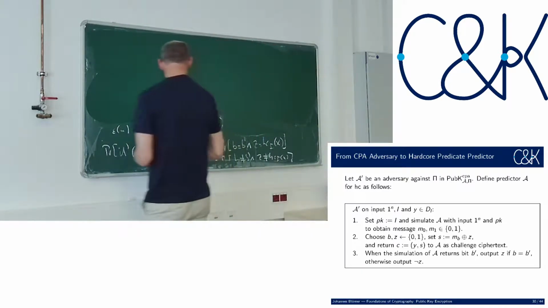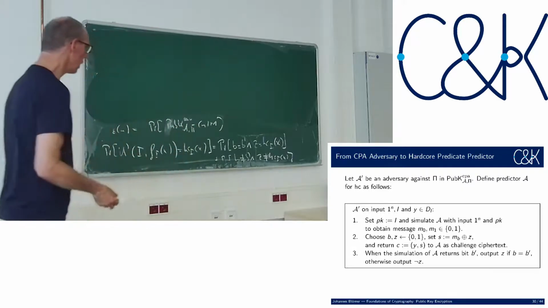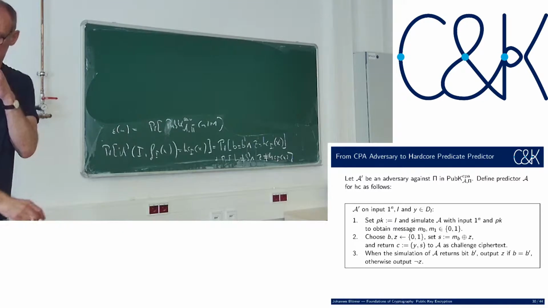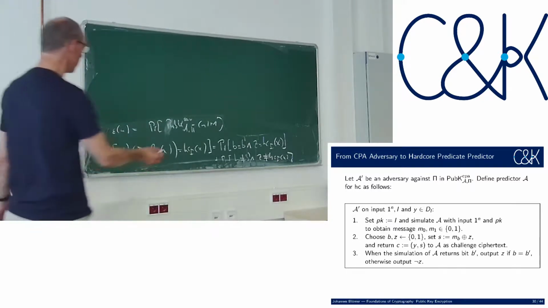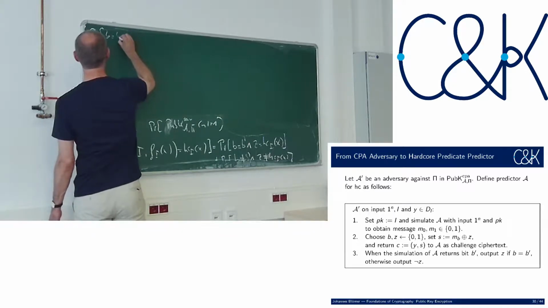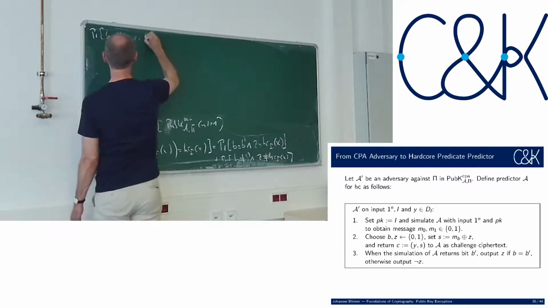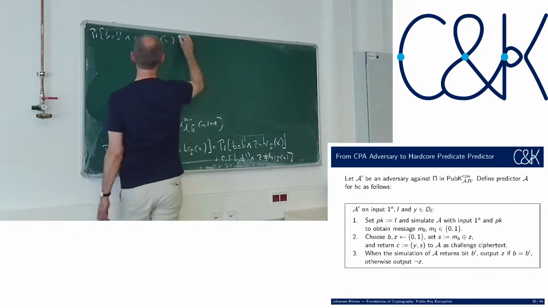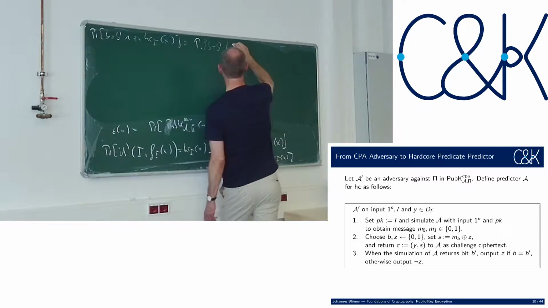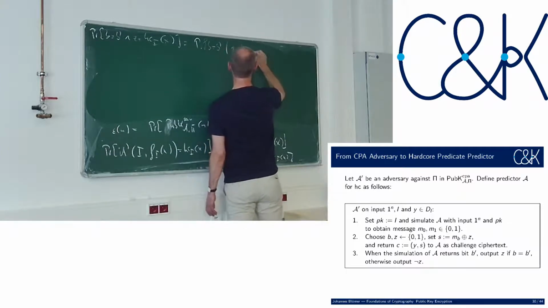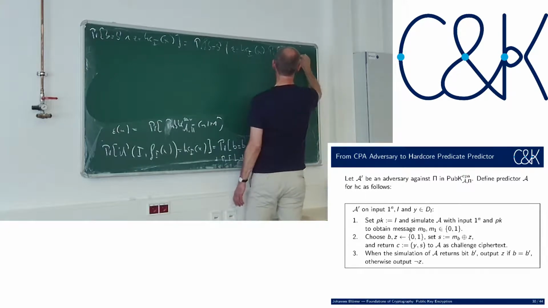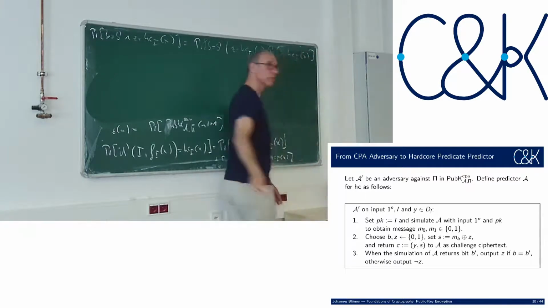Like a horror movie. So, how can we do that? So let's look at this probability. The probability that B is equal to B prime and Z is equal to HCI of X, which is the probability that B is equal to B prime conditioned on Z is equal to HCI of X, times the probability that Z is equal to HCI of X.